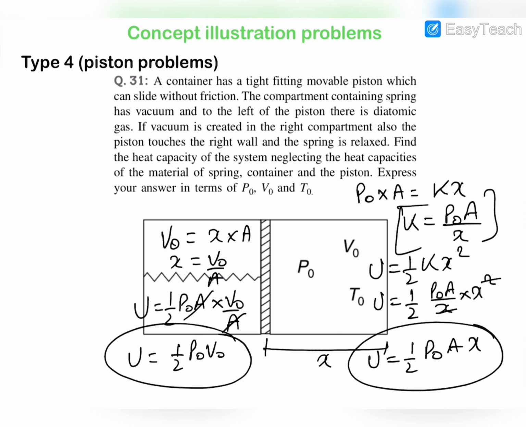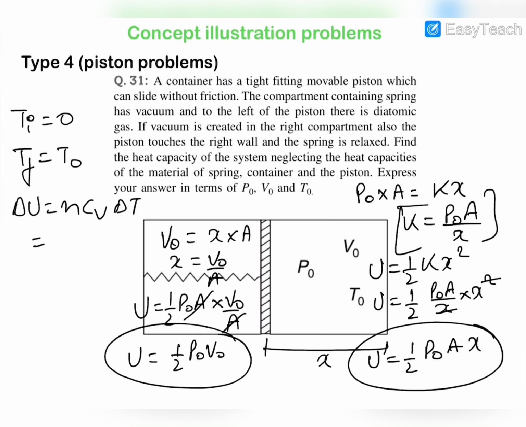This is the energy stored in the spring, and we also know that the initial temperature of the gas can be regarded as 0 when there was vacuum, and the final temperature is T0. So we can say that delta U will be equal to N CV delta T.